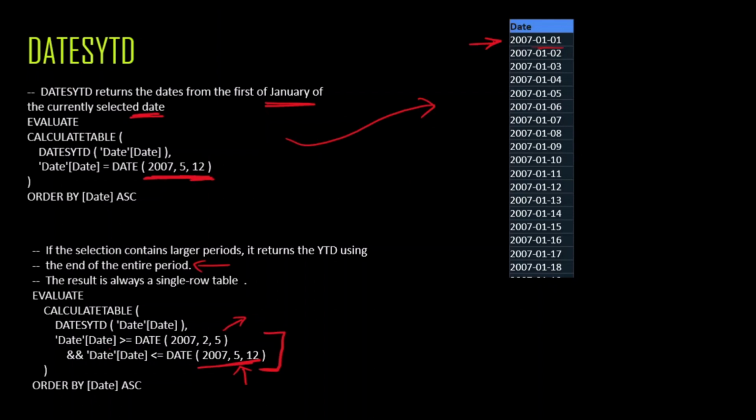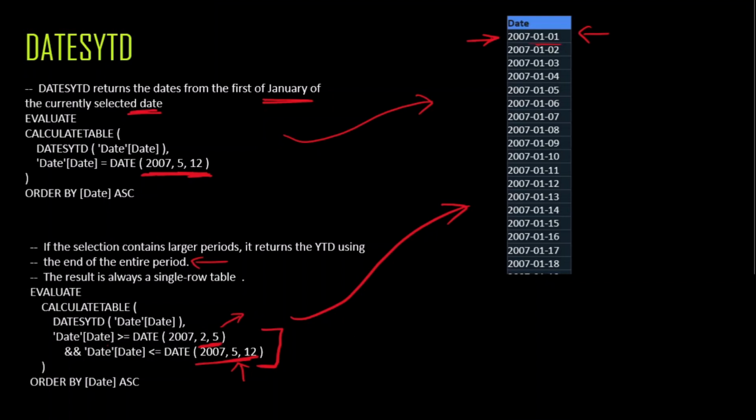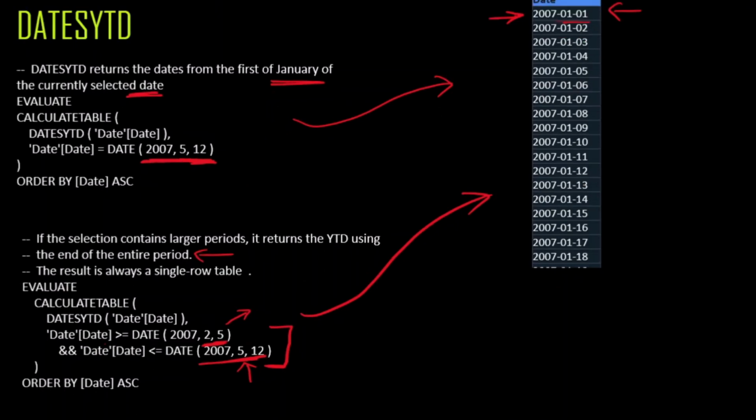So even though you can see that the starting date which we have mentioned in the context is 5th February, the output of the DATESYTD function is still the table starting from January 1st till the maximum date it finds. This is the key point to consider for the DATESYTD function. So the output of both of these functions will be this table starting from January 1st and it will end at 2007 5/12. So this is about the DATESYTD function.